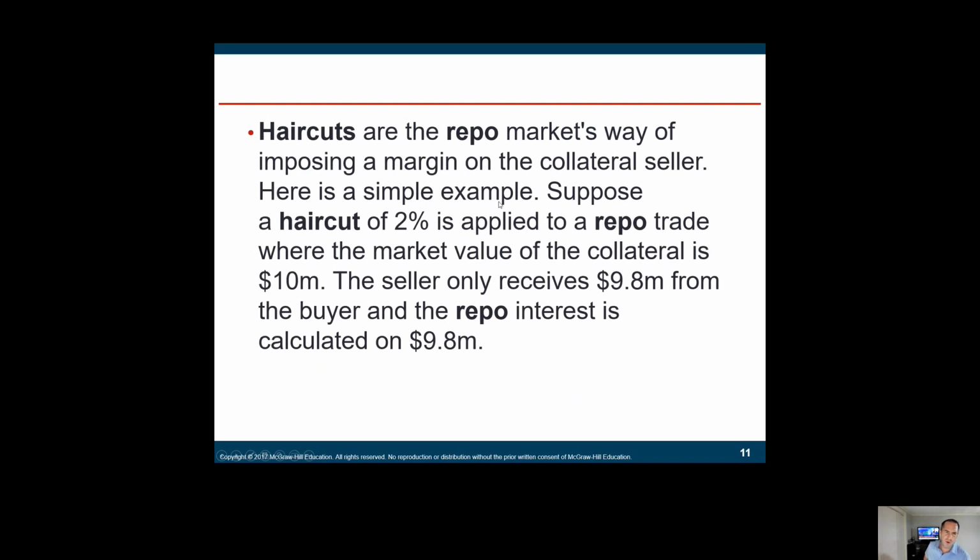Haircuts are a repo market's way of imposing a margin on the collateral seller. Here's a simple example. Suppose a haircut of 2% is applied to the repo trade where the market value of the collateral is 10 million. That means the seller only receives 9.8 million from the buyer, and the repo interest is calculated on that 9.8.